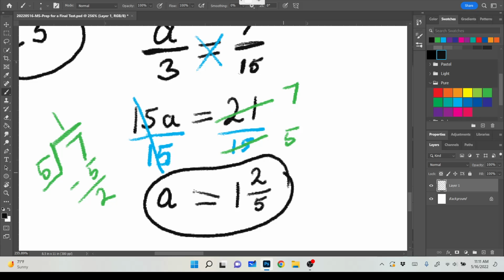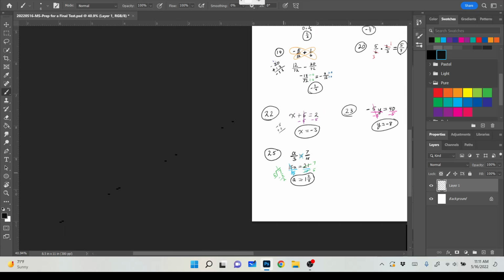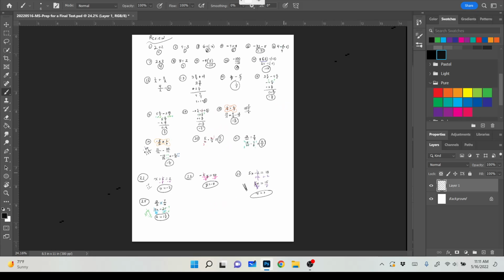That right there is all of the type of problems that you'll see on the test. That's all that's going to be there. A really great way to study: if you do this on paper and do it neatly and turn it in with the test, I will give you bonus points for turning it in.